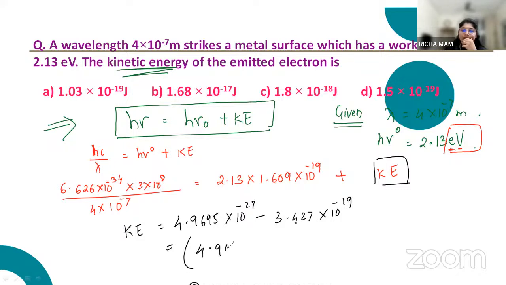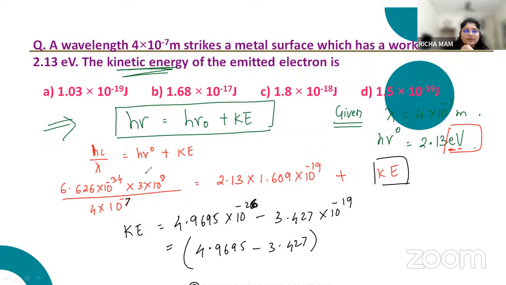So 4.9695 minus 3.427. Okay, and 10 raised to 27 plus 19, 46... 34 minus 8 is 26. First it will become minus 26.